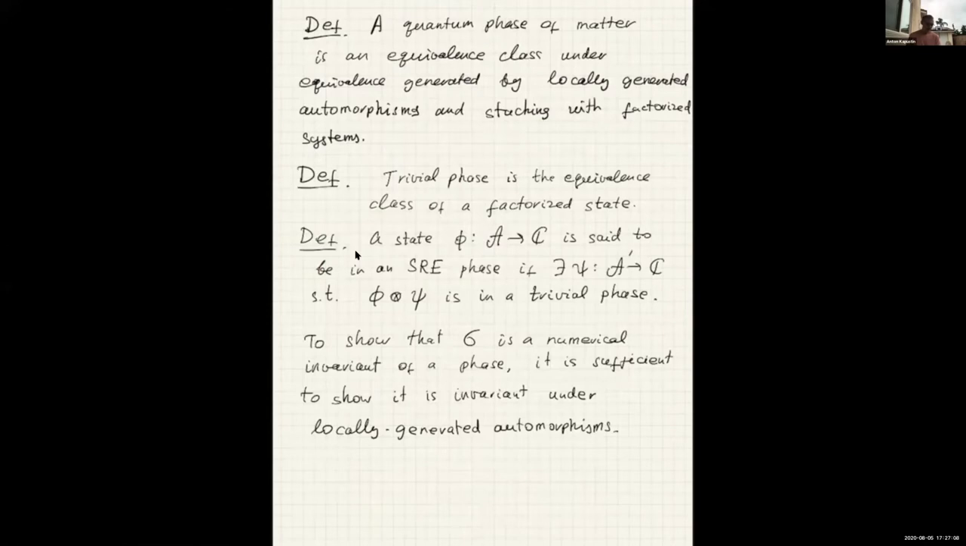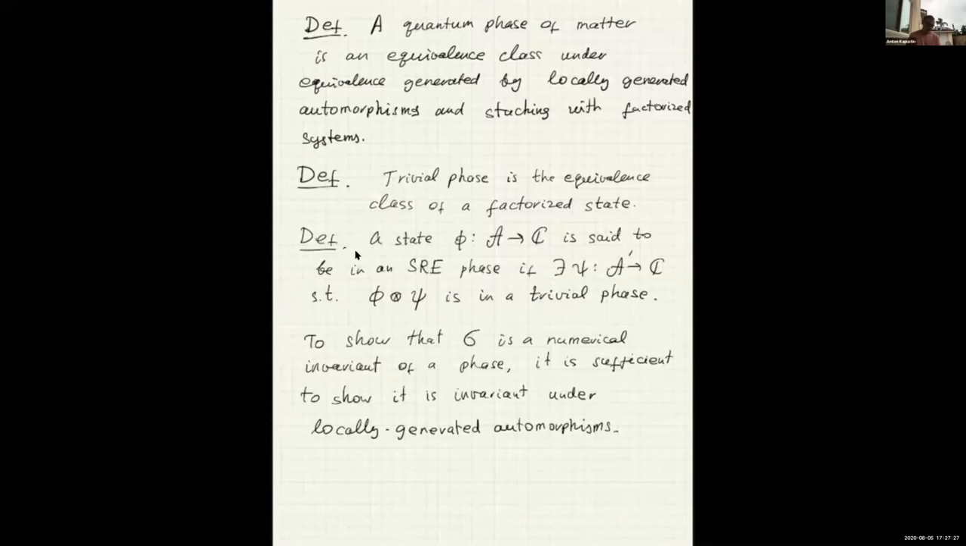So that's why I propose to define a quantum phase of matter as an equivalence class generated by the following two equivalences: locally generated automorphisms and stacking with factorized systems. And then I would define the trivial phase as the equivalence class of a factorized state.